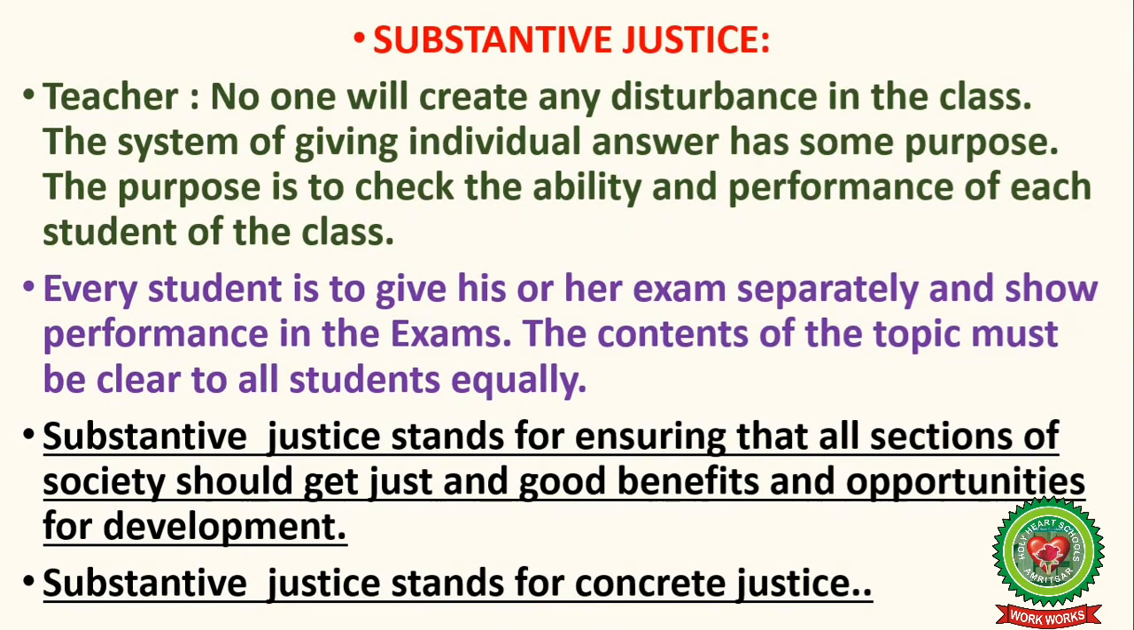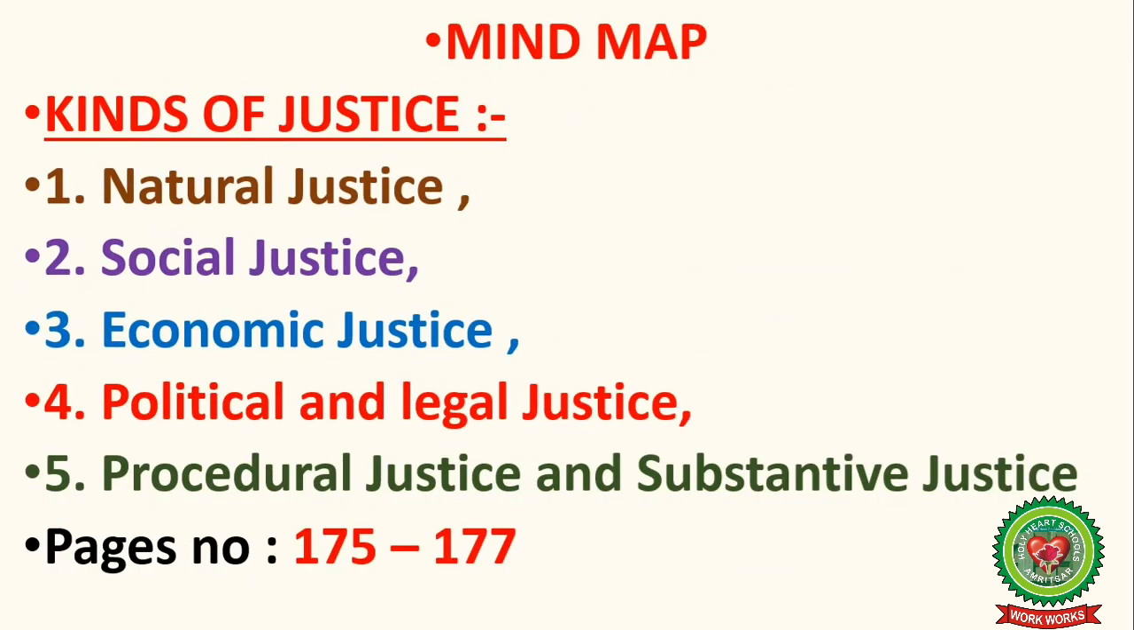Now, I will recapitulate the kinds of justice discussed with you. Today, we have discussed natural justice and social justice, but these two were already discussed. Today, I have discussed economic justice, political and legal justice, procedural justice, and substantive justice. It covers your pages from 175 to 177.